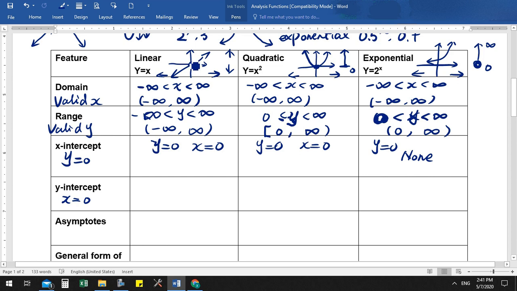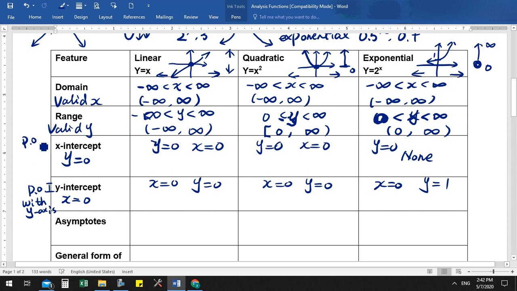So y-intercept means the y value when x equals 0. So when x equals 0 on the y-axis, the point of intersection with the y-axis is y equals 0. And for this one, when x equals 0, the point of intersection with the y-axis is 1. Okay. So the point of intersection with the y-axis is called the y-intercept. This one is the point of intersection with the x-axis.